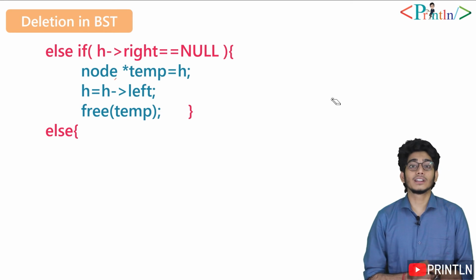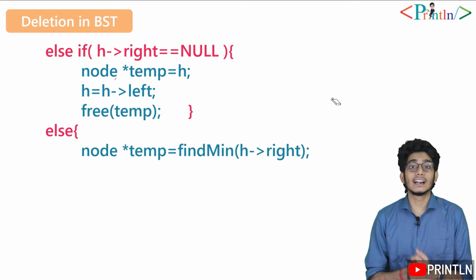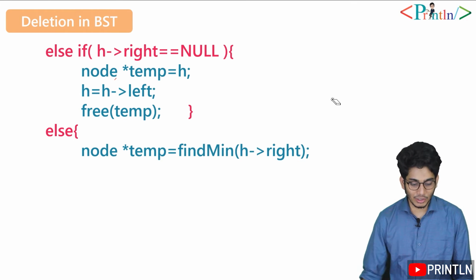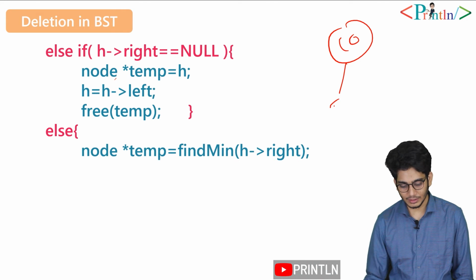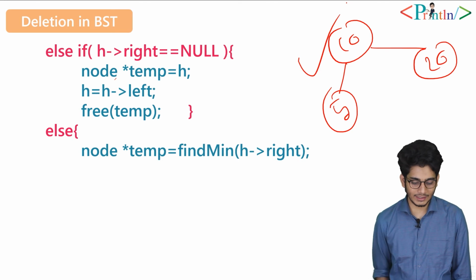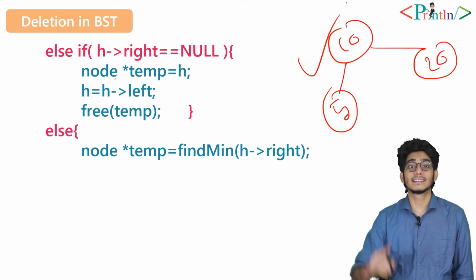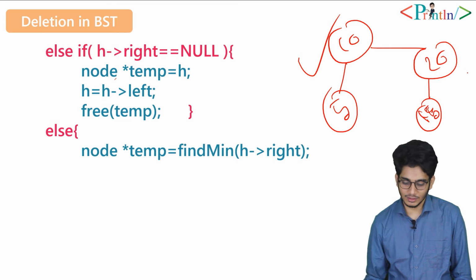So now we'll go for the most important case for the deletion, that is a node with two children. As I discussed earlier, let's say that it has three nodes, 10, 5, 20. We'll delete this 10. We'll find the minimum element of its right subtree. So let's say that 15. Let's make the tree bigger, 15.